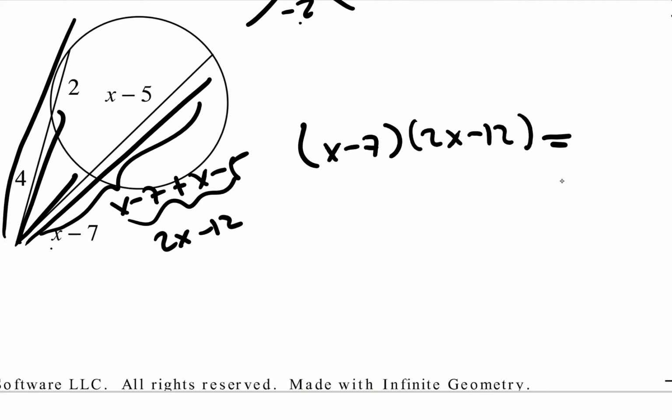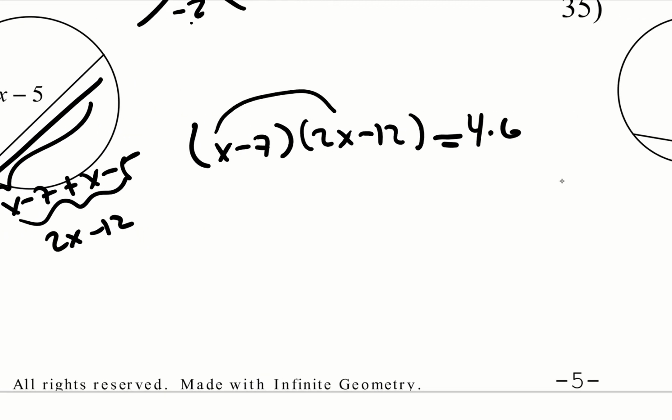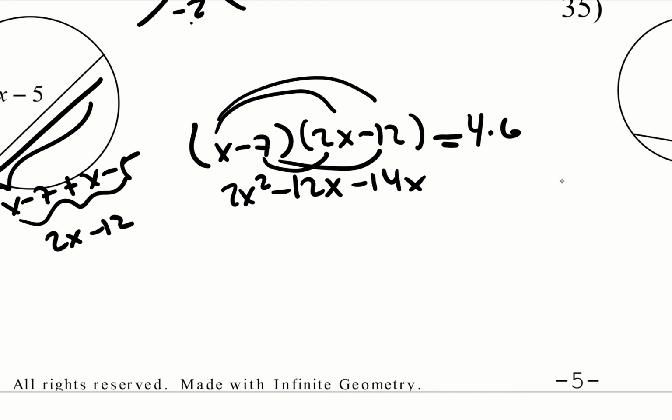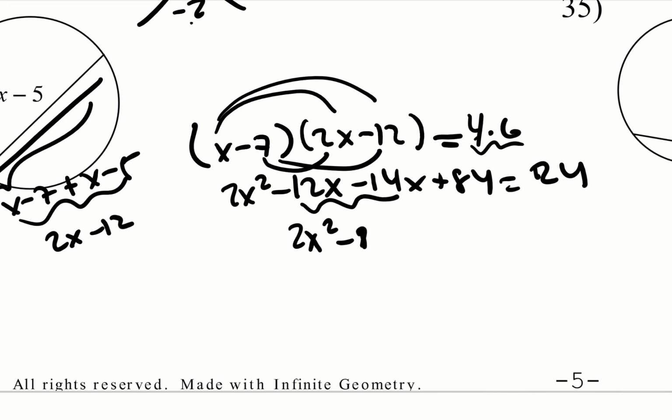Outer times whole. So 4 times 6. 4 plus 2 is 6. So 4 times 6, now 4 times 6 is 24. Let's distribute this. So we got 2x squared minus 12x minus 14x plus 84, 7 times 12, equals 4 times 6 is 24. All right, so we got 2x squared minus, let's combine this. That's minus 26x. Let's move this over to this side. So we get minus 60.